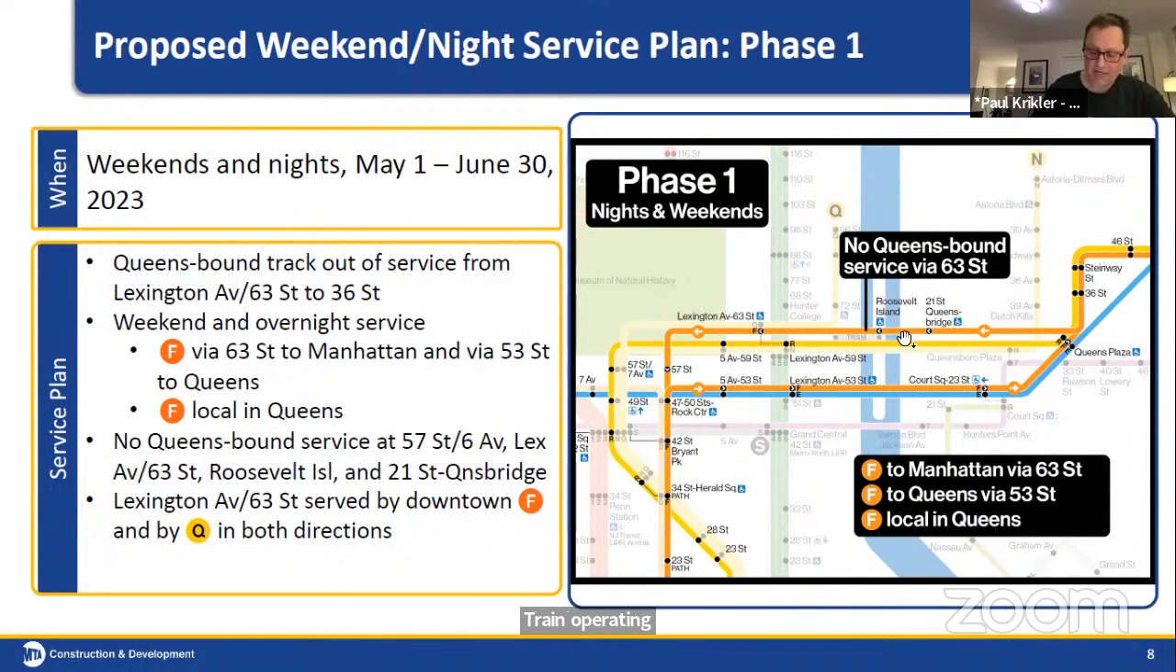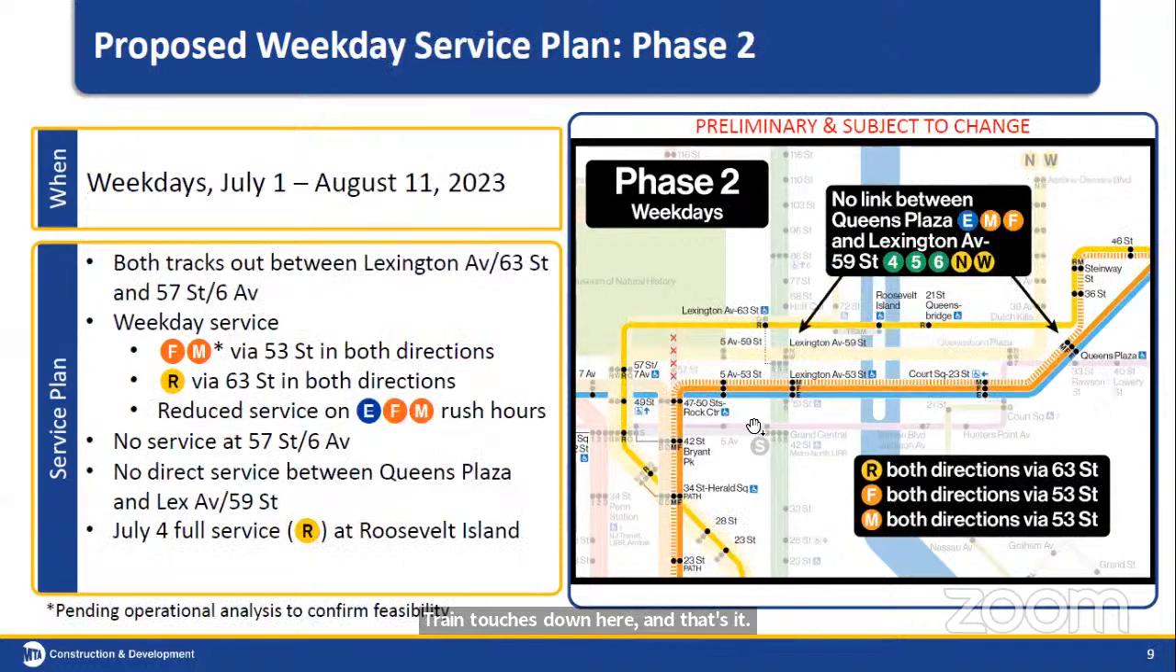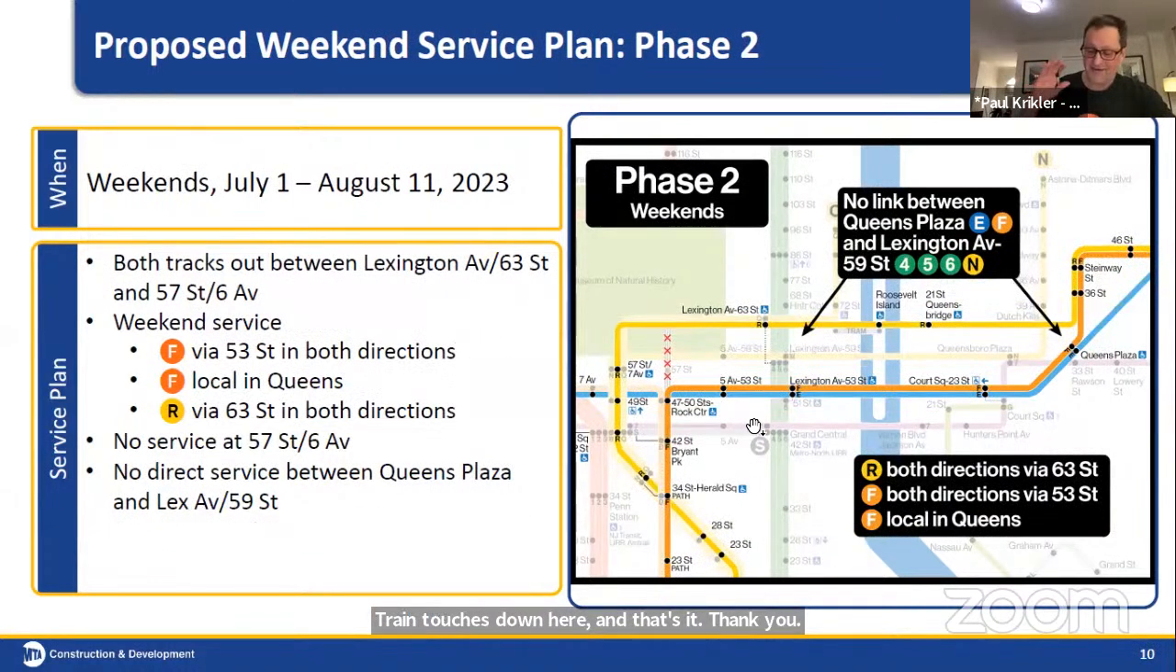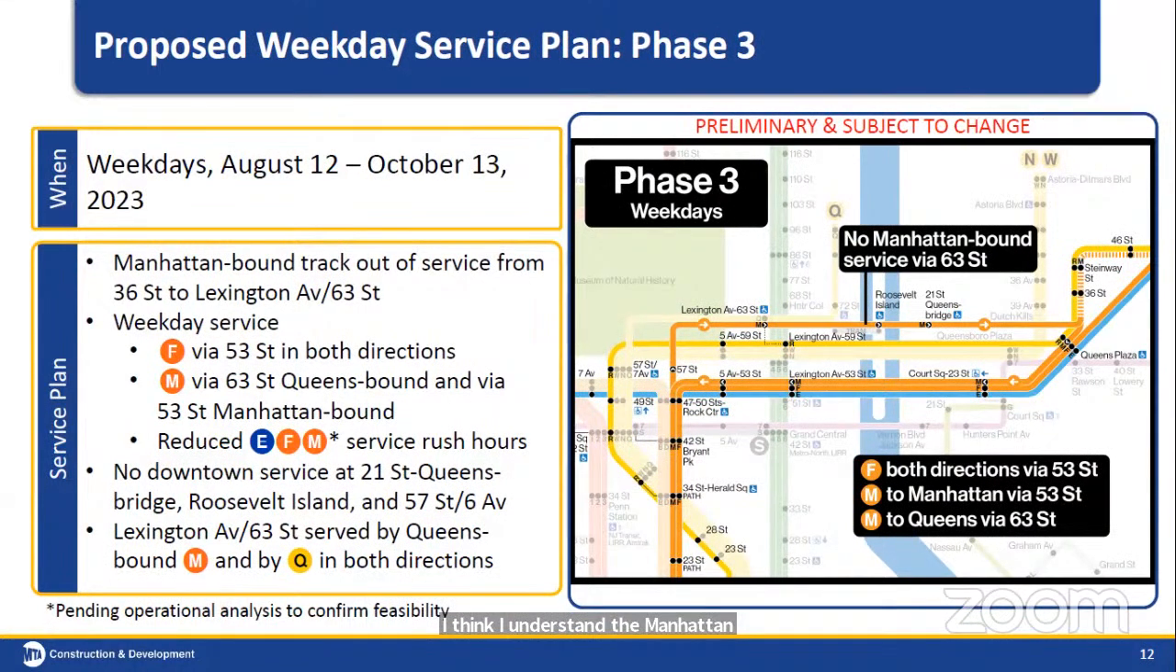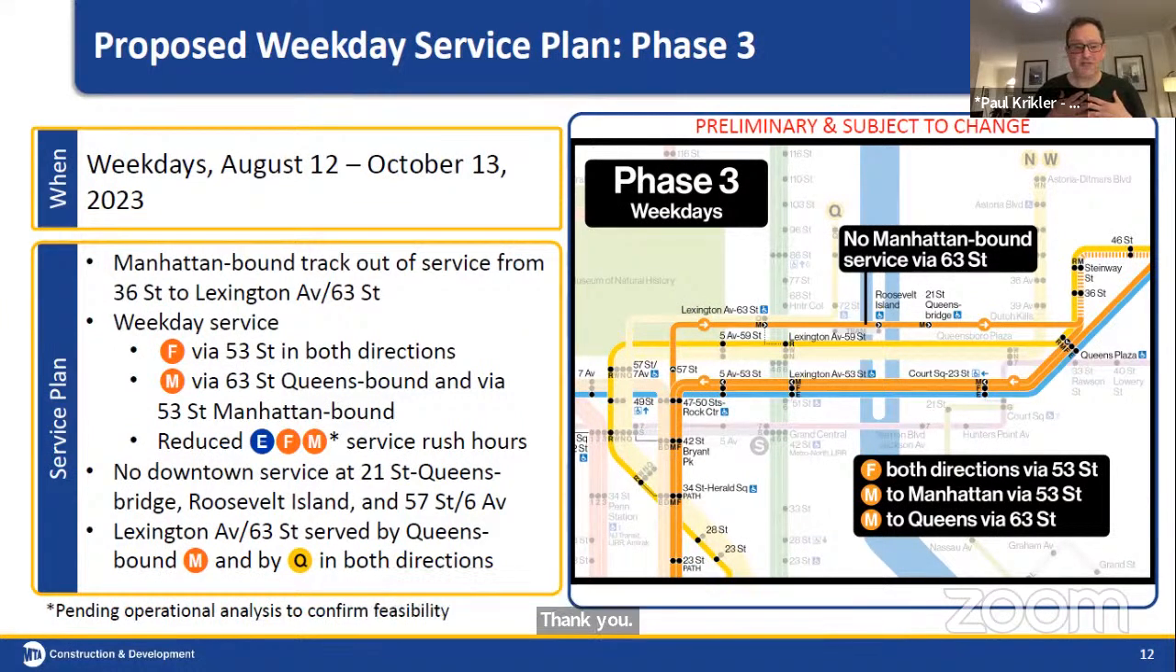Thank you. And am I correct on phase two? It's basically the R train touches down here and that's it. That is correct. Thank you. Next question. Phase three, I think I understand the Manhattan bound no service. Is it just the opposite of phase one, the other direction? That is correct. Those are my questions answered. Thank you very much for indulging me in that one.